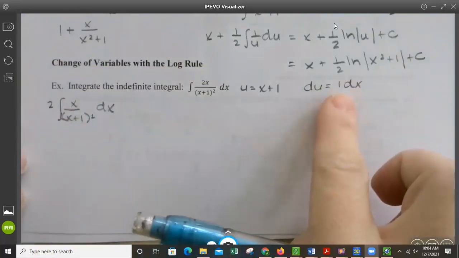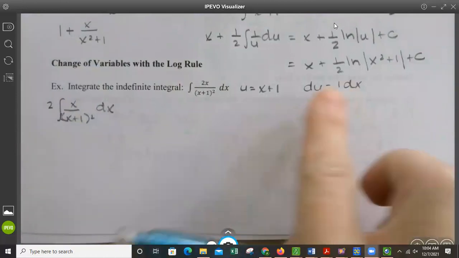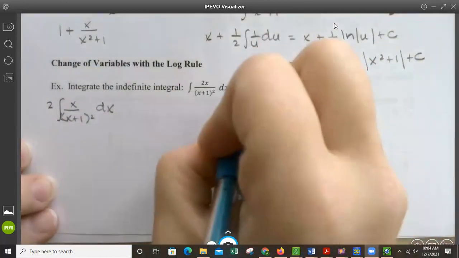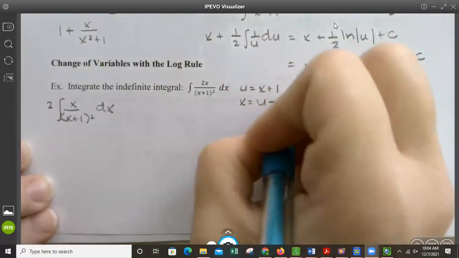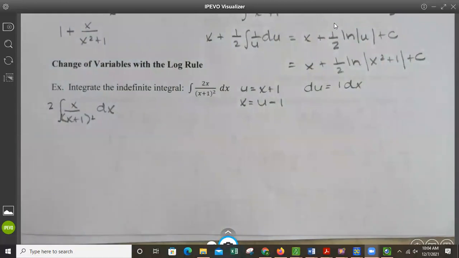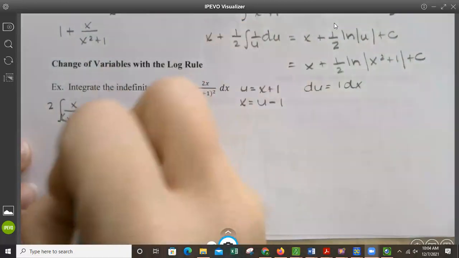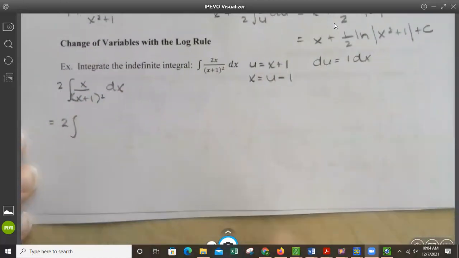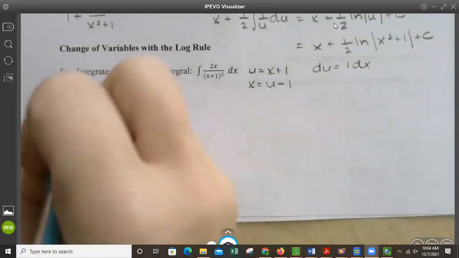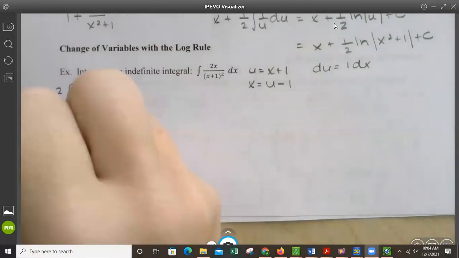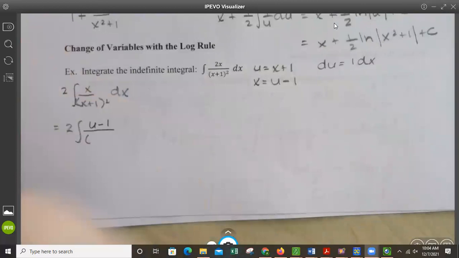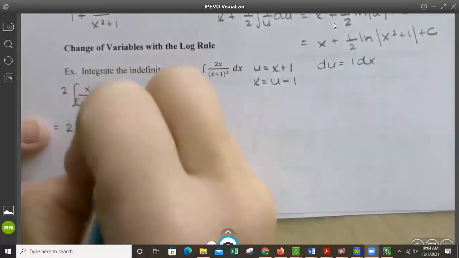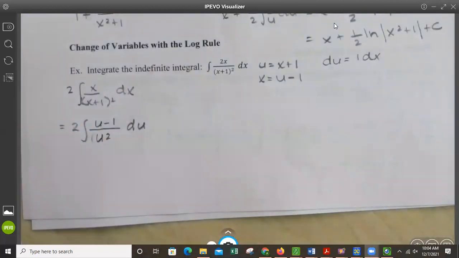So this is how I know I need to do a change of variables. So I want to solve this u for x. How do I do that? Minus 1, right? All right. So this changes into 2 times the integration of u minus 1 over u squared du.